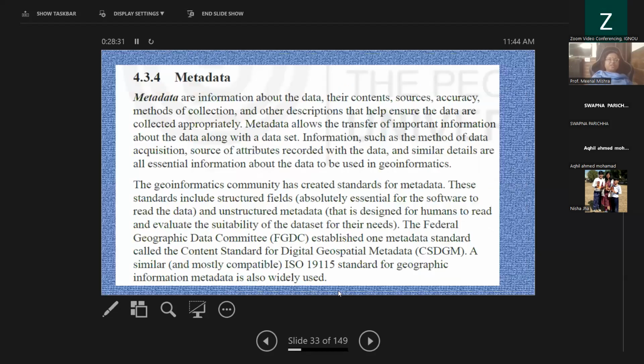Now another word, that is metadata. Metadata means data about data, that means information about the data. Suppose you have some data. Now, what is the accuracy of the data, from where this data was sourced, and what were the methods of collection? All this information is known as metadata, or we call it information about data.